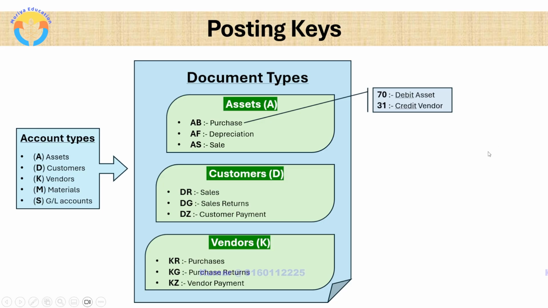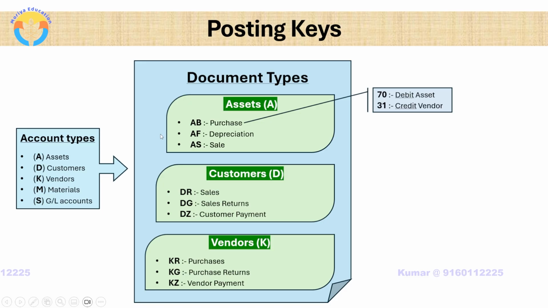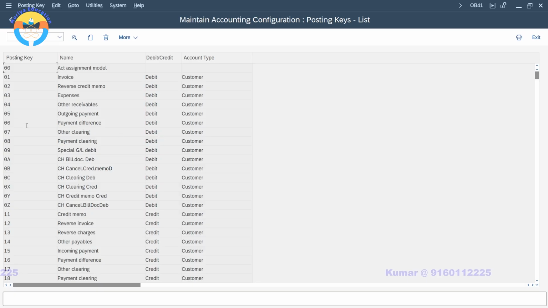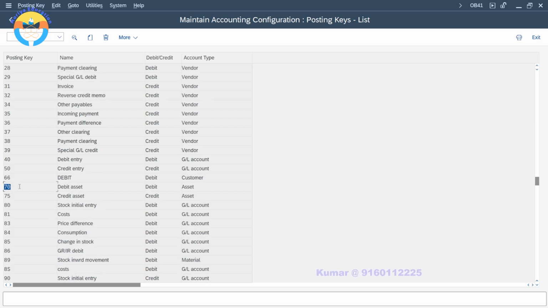So now we'll see here: debit asset 70. The posting key we can see in OB41. In OB41, we were seeing debit asset 70. If we scroll down till 70, here is the 70. If we see, it is debiting the asset. So in the debit and credit rule, it is debit. What is it debiting? It is debiting the asset, and the transaction is debit asset. But the posting key is 70. We will not write it as debit. It will debit the asset, but using the posting key 70.